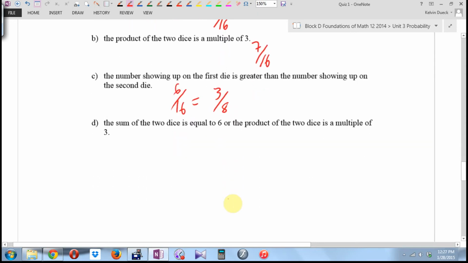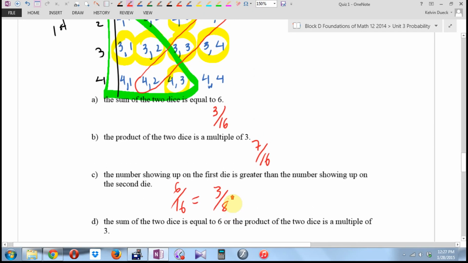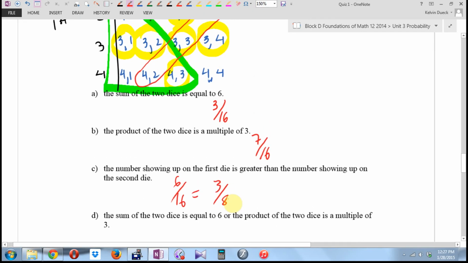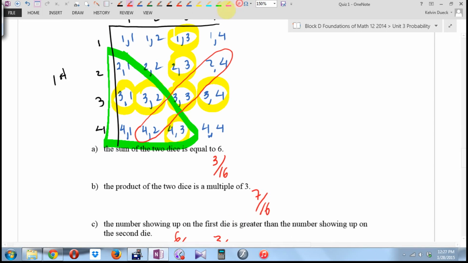The sum of the 2 dice is equal to 6, or the product of the 2 dice is a multiple of 3. Or means add minus the overlap, but I think I'm just going to count. 1, 2, 3, 4, 5, 6, 7, 8. Is it 9 out of 16? Mm-hmm. So that's one way to get there. Or you could say it's going to be 3 plus 7 minus, oh, there's one that's circled twice.